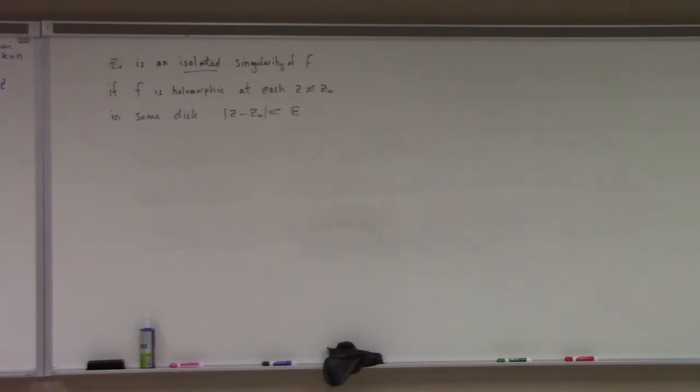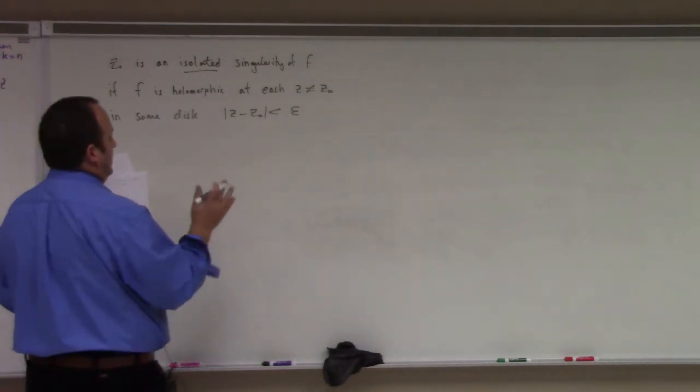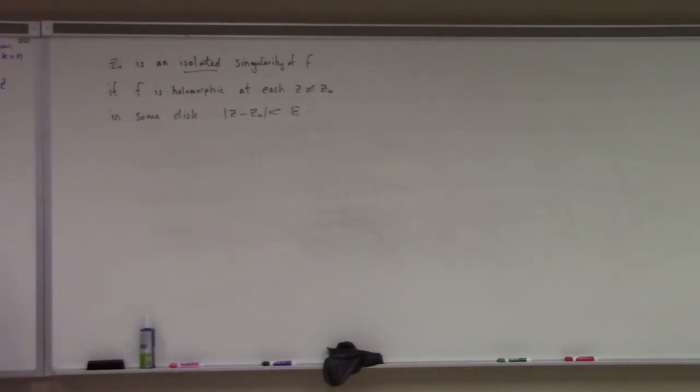Or another way of saying this would be, f is analytic on the punctured disk of radius epsilon. So great. We just proved that there's a Laurent decomposition on a punctured disk, because that's an annulus. So we can look at the Laurent series centered at z naught for this isolated singularity. And if you think about it logically, there are three possibilities. Here are those three possibilities.